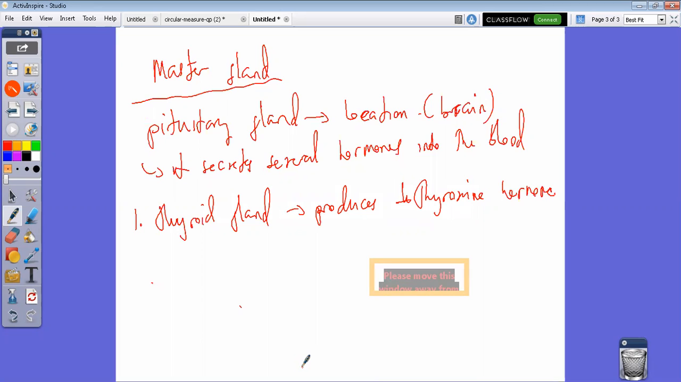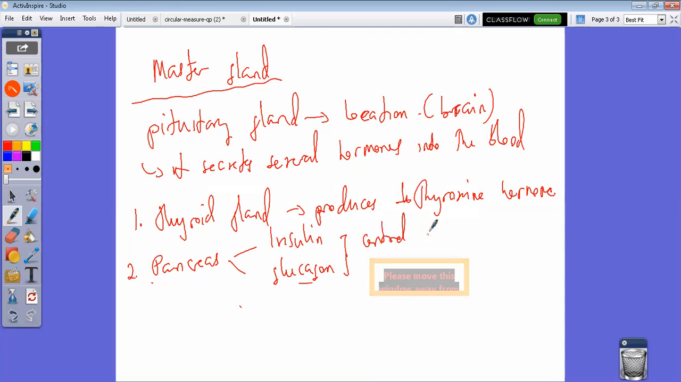Important glands. Another very important one is the pancreas. It produces two hormones: insulin and glucagon. They control sugar level. We'll talk about that. Clear? Insulin and glucagon.